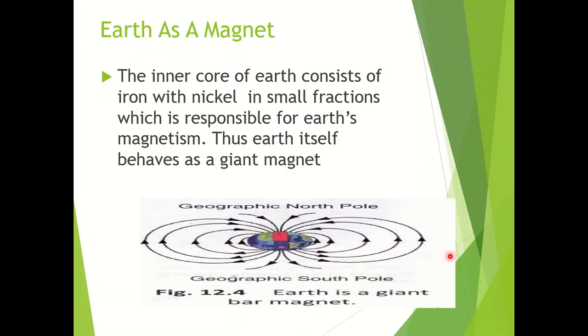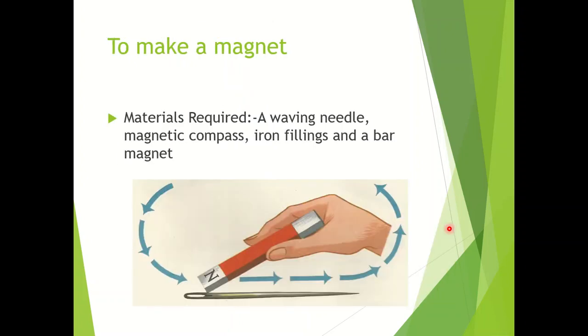So if we talk about the geographical poles, the north pole of the bar magnet will align towards the geographical north pole, and the south pole of the bar magnet will direct towards the geographical south pole of the earth. Means the geographical pole and the magnetic pole of the earth are not the same. So in this way the earth behaves as a magnet, and magnets that come under its influence always direct themselves in the north and south direction of the earth.